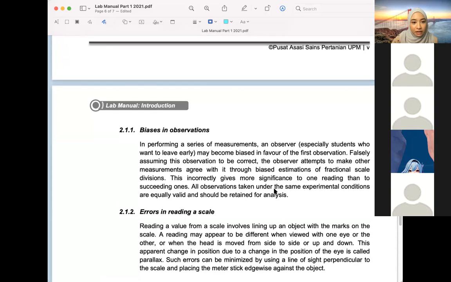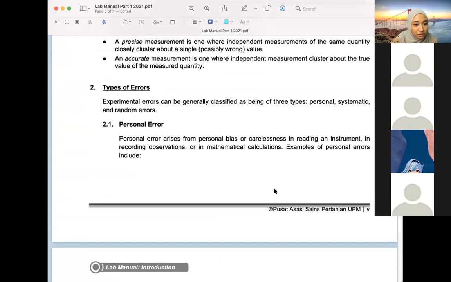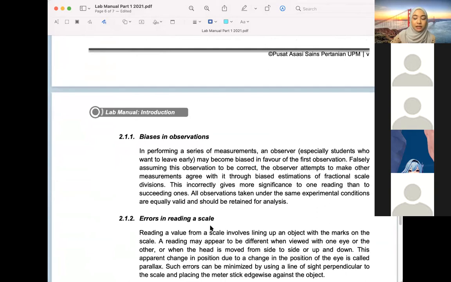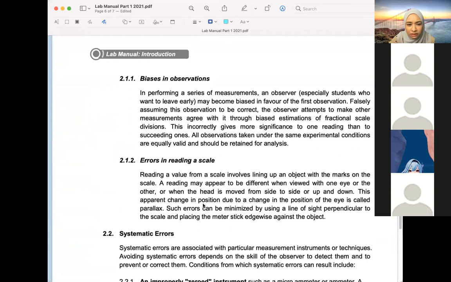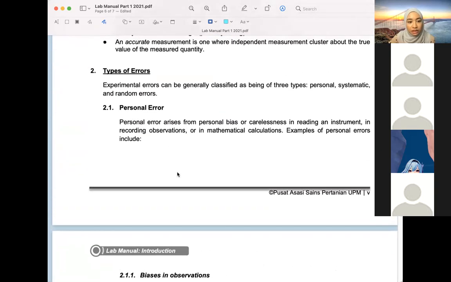So kita cakap pasal errors tadi, right? So we talked about personal errors, biases in observation. This is under personal error. And then errors in reading scale. Also kita bila mata kita tak selari dengan scale dia, scale yang kita tengah tengok tu, then that will also cause a personal error. This is called reading error skill. Ada nama yang korang belajar waktu high school tu, I forgot already. But this is also under personal error.